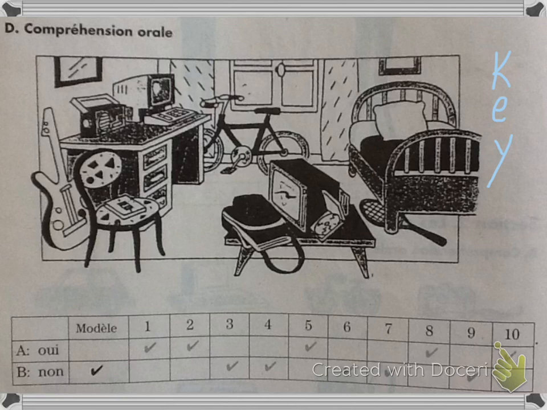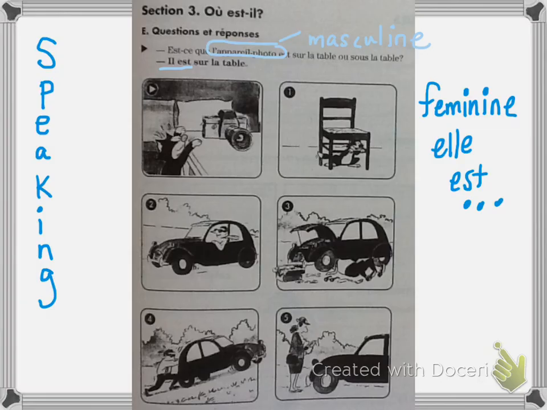Section 3. Où est-il? E. Questions et réponses. Now it is your turn to say where certain things are. Answer the questions according to the pictures in your workbook. You will hear each question twice. Modèle. Est-ce que l'appareil photo est sur la table ou sous la table?